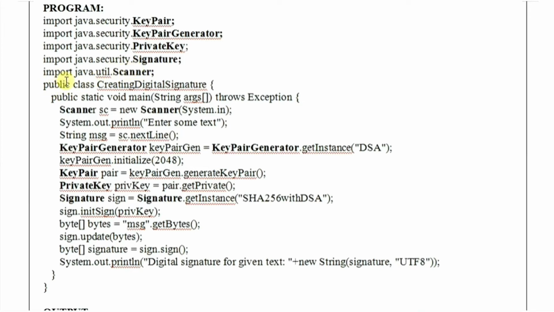Public is a keyword in Java. A Java public keyword is an access modifier. It can be assigned to variables, methods, constructors, and classes. A class is a group of objects which have common properties. It is a template or blueprint from which objects are created. It is a logical entity. And here we are defining a class named CreatingDigitalSignature.